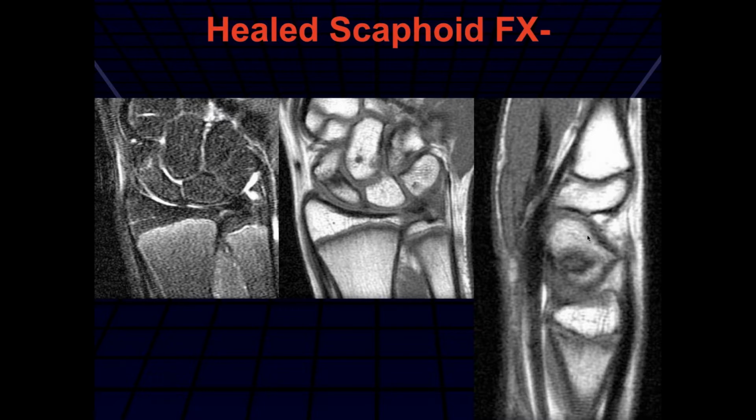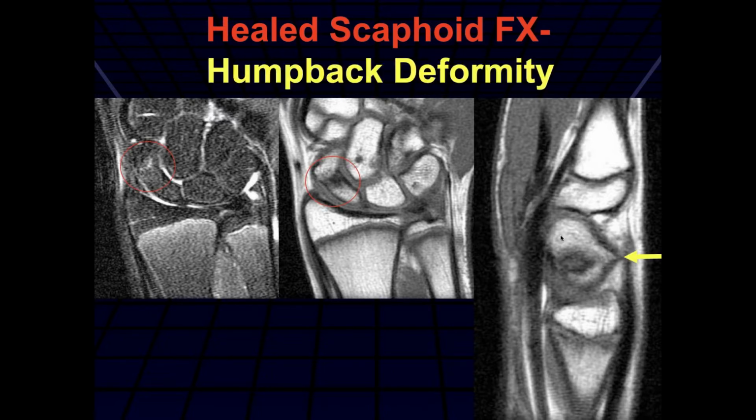But what we see on the sagittal images is it healed in an abnormal configuration where the distal aspect of the scaphoid is forward flexed on the proximal aspect, and this produces a typical bony prominence dorsally here, which is called a humpback deformity. So as we talked about before, you want to treat these before you get a fixed deformity like this, because this then leads to instability, which is very difficult to treat.